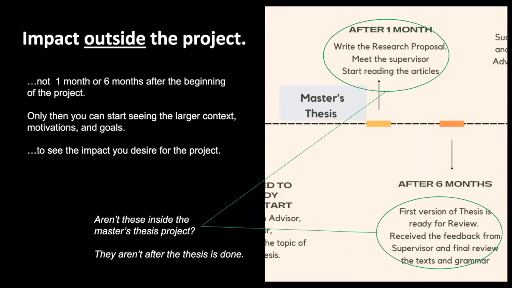So just remember, and it wasn't just this one, I think this was in a couple of other cases as well, that rather than understanding that the project has closed and thinking about the impact after the project, some of you were listing milestones of the project after 1 month or 6 months. That wasn't actually what we were looking for, because that's not the desired impact of the project. That is milestones inside the project.